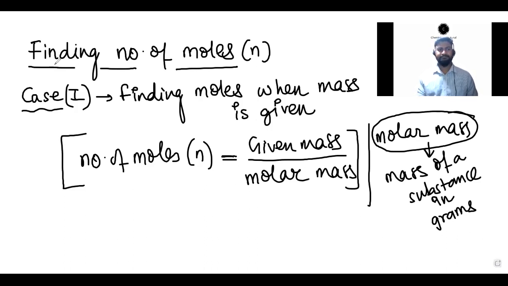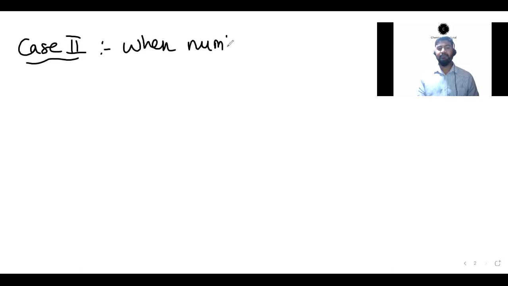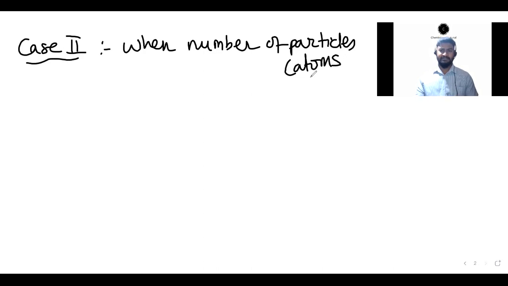Moving on to case number 2. So please take a screenshot of this one. Okay, let's go to the next one. Case 2. Case 2 for finding number of moles is when number of particles are given. What is a particle? Now particle can be atoms, it can be molecules, it can be ions, whatever. If number of atoms, number of molecules, or number of ions are given, then it is called particles.